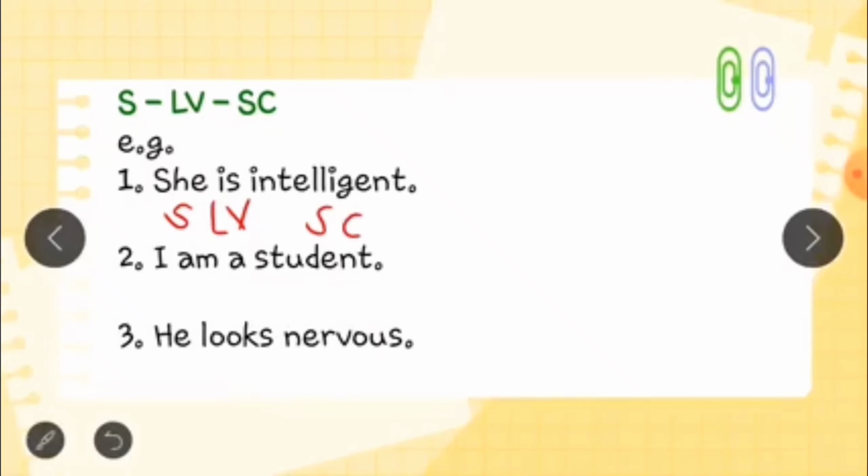Next, I am a student. I is the subject, am is the linking verb. Student is a subject complement because it gives information about the subject I. Last, he looks nervous. He is the subject, looks is the linking verb. Remember that sensory verbs can be linking verbs. Nervous is subject complement because it describes the subject he.